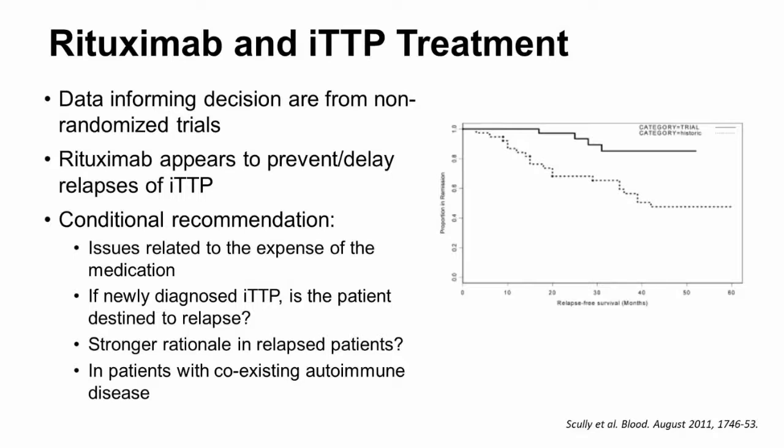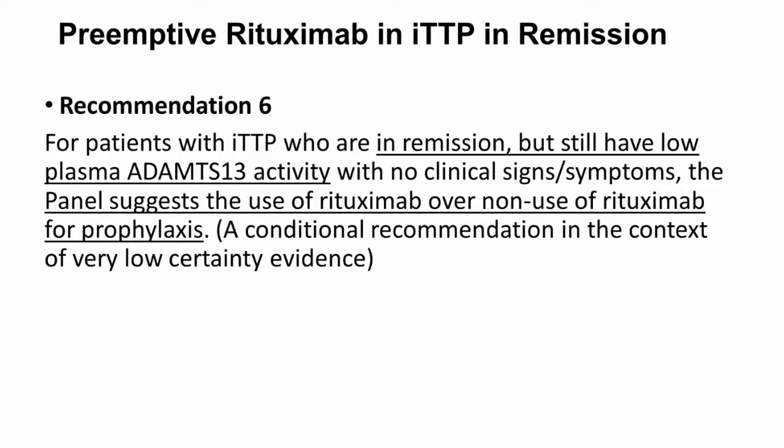This conditional recommendation is based upon issues potentially with the expense of the medication for some patients and providers. And if this is a newly diagnosed TTP patient, the question really can be asked, is this patient ever going to relapse? Did they even need this for the upfront patients? Maybe there's a stronger rationale in the relapse patients who've already demonstrated this relapsing phenotype. There should also be a consideration for patients with coexisting autoimmune diseases, where treatment with rituximab may be more relevant to addressing both issues in that patient.